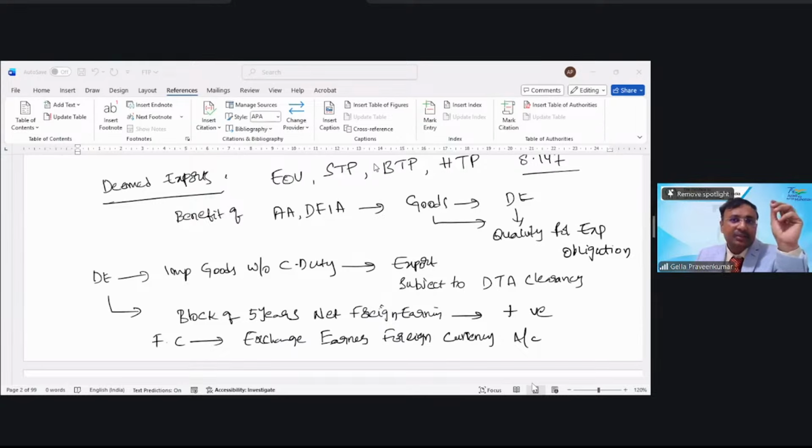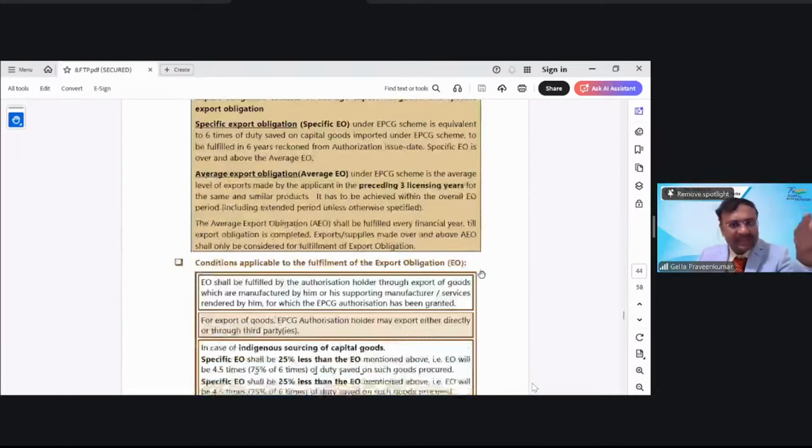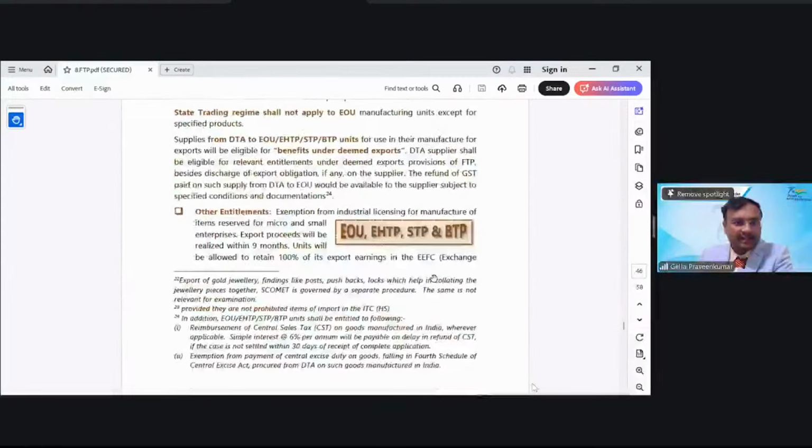Swami is asking, so what happens if NFE is negative? If NFE is negative, your license shall be cancelled. So these are the provisions connected with deemed exports, which are relevant from your examination point of view. EOU, STP, HTP.